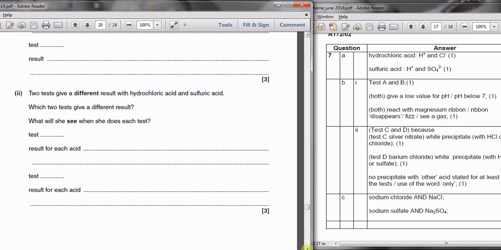Part 2 asks you which 2 tests give different results for hydrochloric acid and sulfuric acid. So test C, which is to add silver nitrate, would give a white precipitate with hydrochloric acid due to the chloride ions being there, but it would give no precipitate with the sulfuric acid. Test D, which is adding barium chloride, would also give a white precipitate, but this time with the sulfuric acid, and again no precipitate would form with the chloride ions.